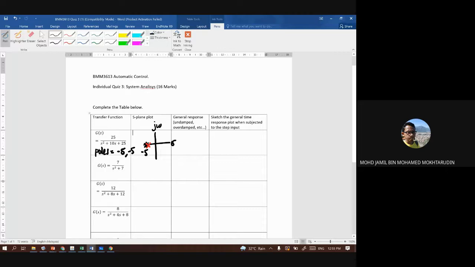And then the question asks for the general response of the G(s) of the system. If you look at the slide, it's critically damped. So critically damped.